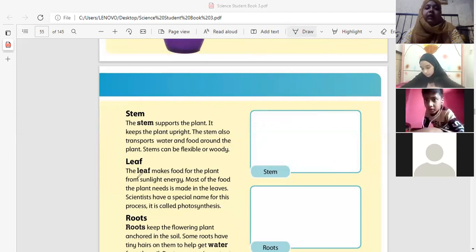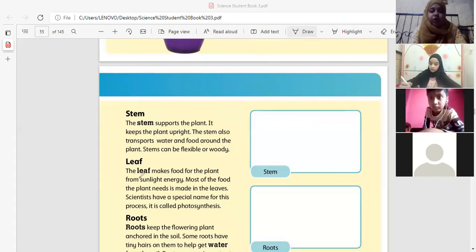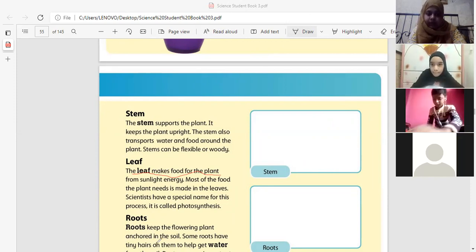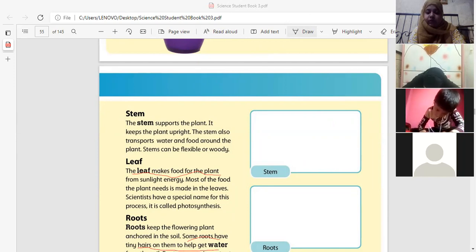Okay. Now we have to write the functions of leaves. So what do they do? The leaves make food for the plant. The leaf will make food for the plant. And what do the roots do? Some roots have tiny hairs on them. They help to get water and food.